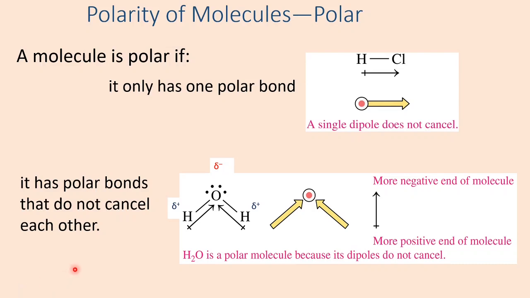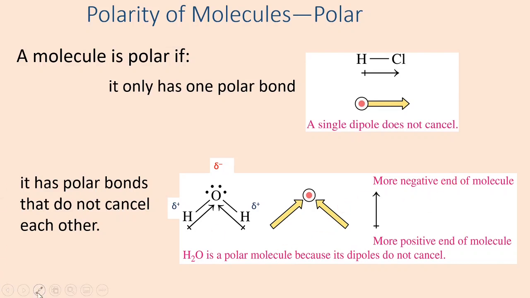An example of a polar molecule is water. The oxygen-hydrogen bonds are polar, with the oxygen having a partial negative charge and the hydrogens having a partial positive charge. The center of negative charge is on the oxygen. It's the only one with a partial negative charge. The center of positive charge is right here between the two hydrogens. So we have our positive charge here, our negative charge here, and that results in a net dipole. So water is a polar molecule because its dipoles do not cancel.